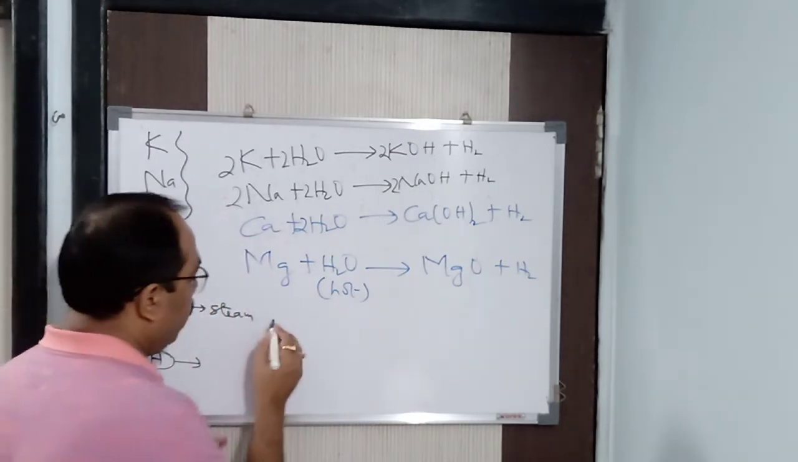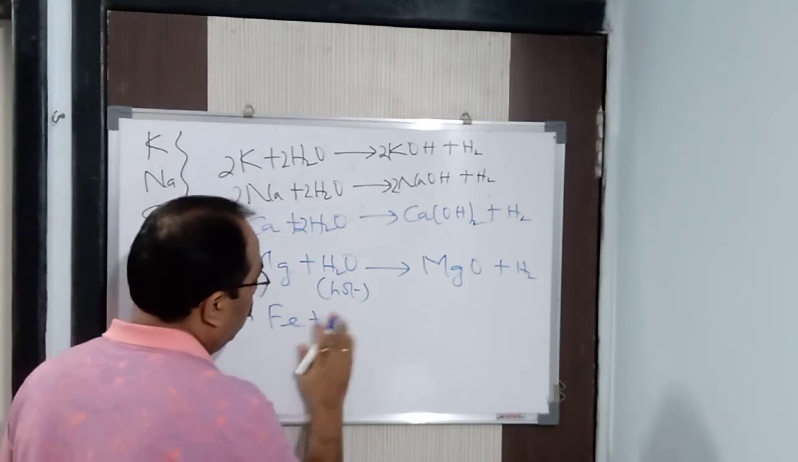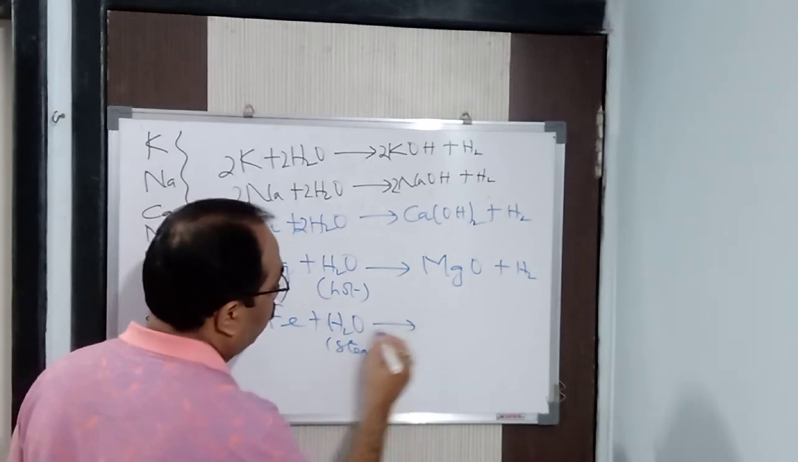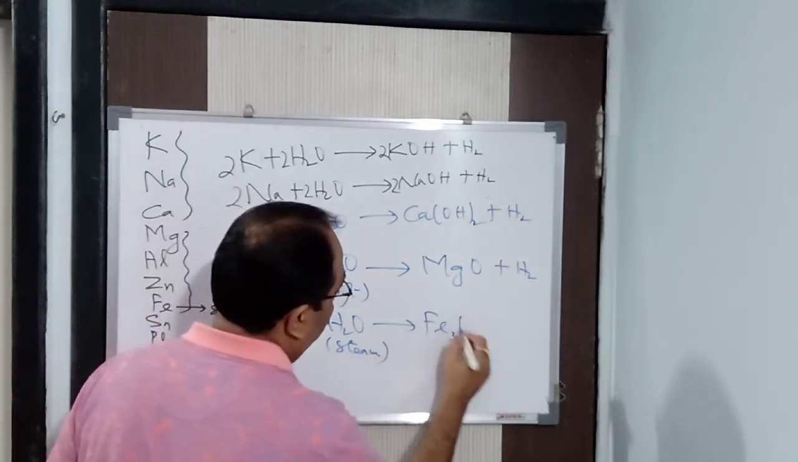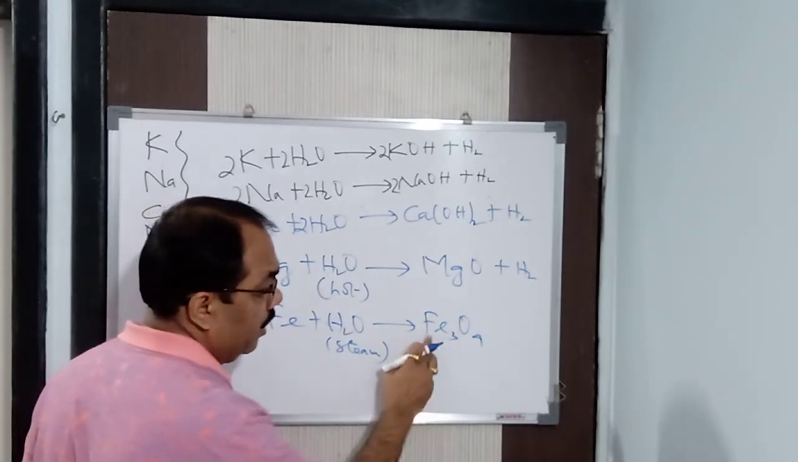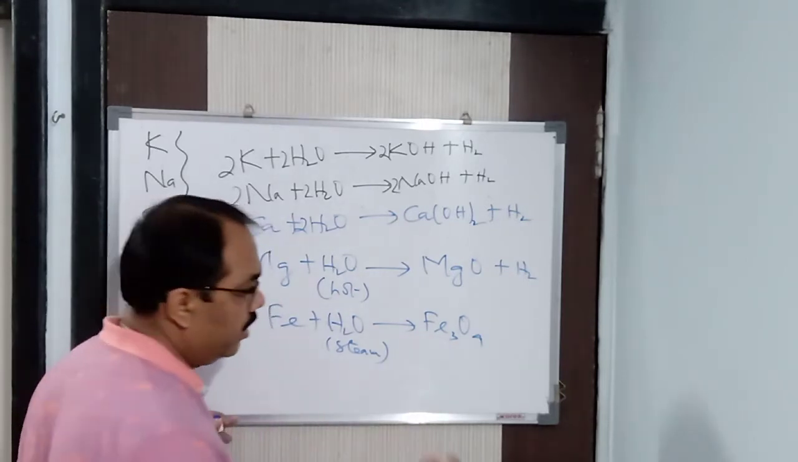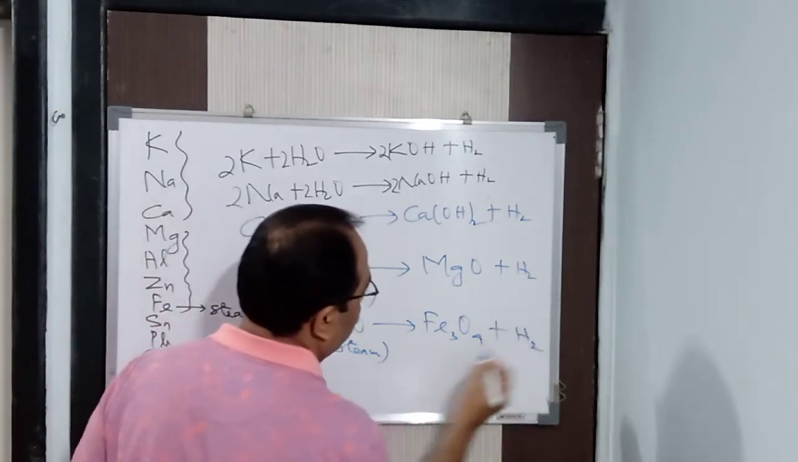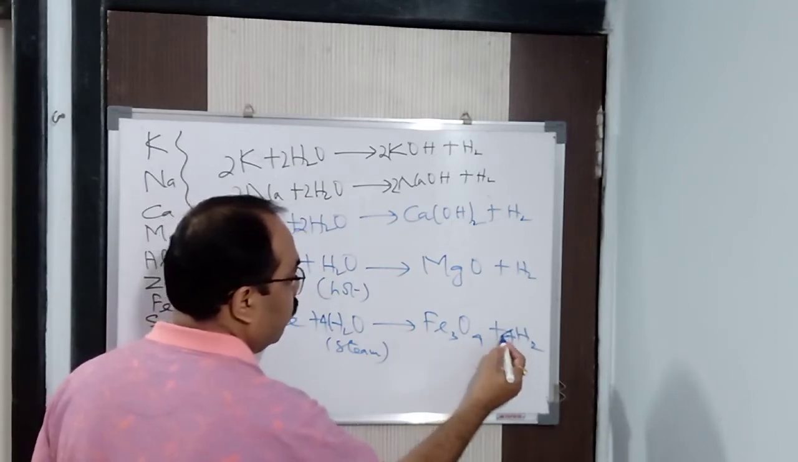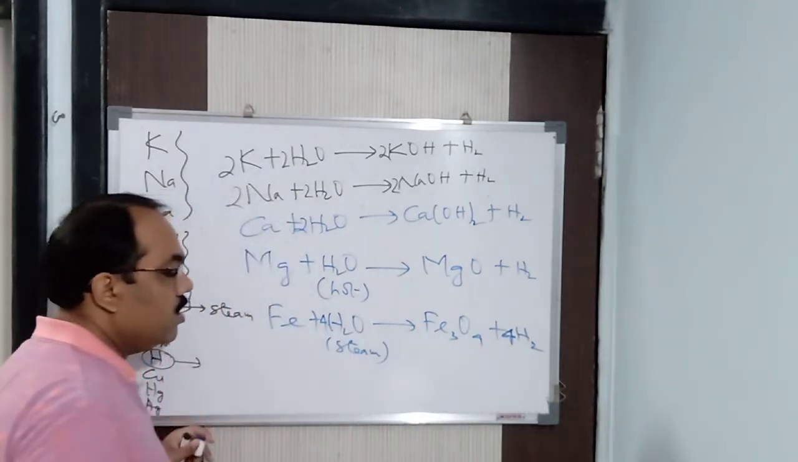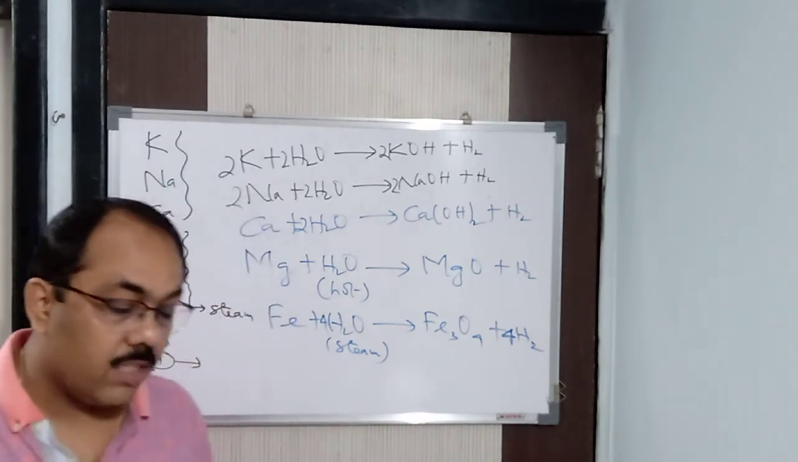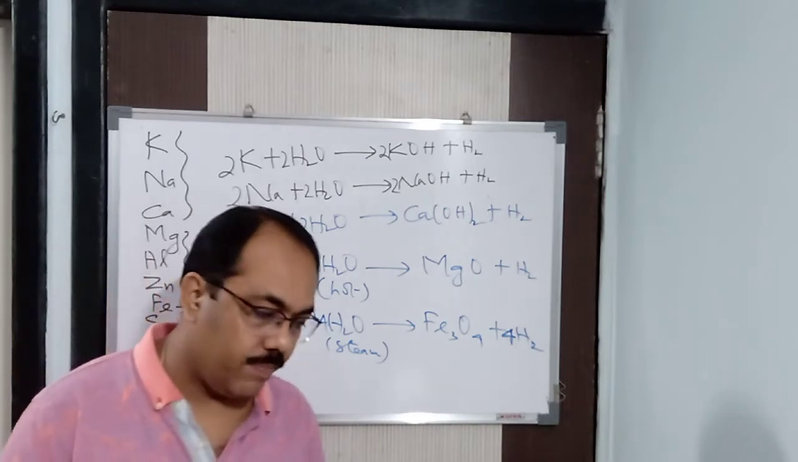So when iron reacts with steam, what happens? See here. Fe plus H2O, that is steam here, not hot water. What is going to form? It is going to form magnetic oxide of iron, or triferric tetraoxide of iron, Fe3O4, and hydrogen gas is evolved. So 4 oxygen means 4H2O, and it will be 4 hydrogen here. In this way you get it: the reaction takes place with steam. I have written it here, the reaction takes place with steam.